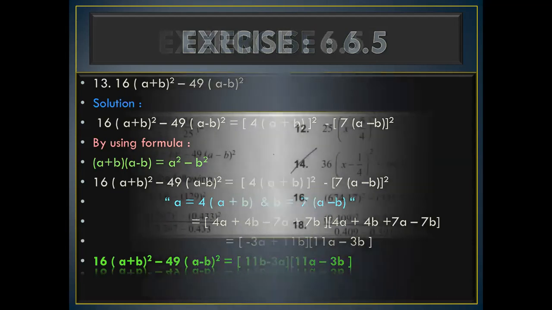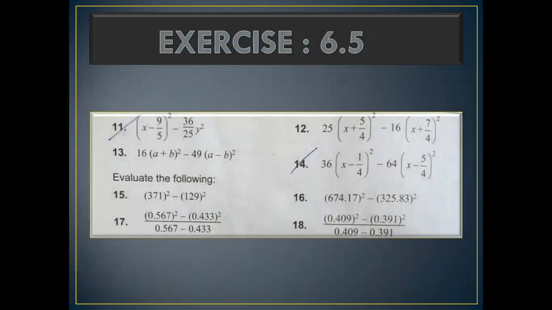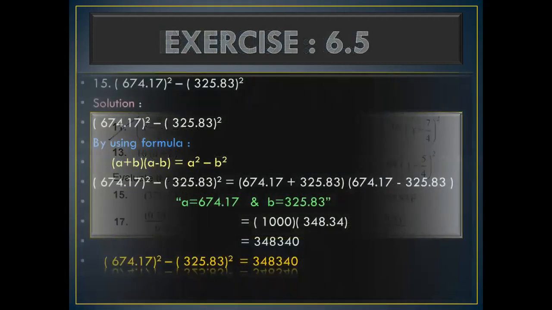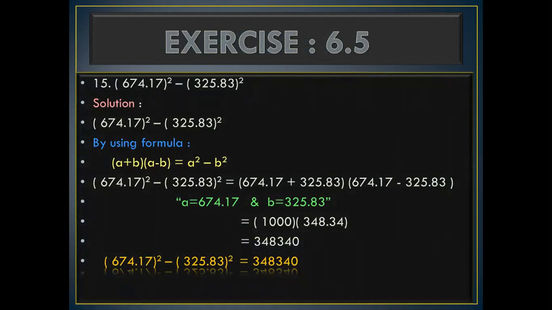Now before question 15, the statement is given, evaluate the following. Although you can simplify these questions directly with the calculator, without the formula you cannot do this, because in one step you cannot find the answer. Only instead of the variable they put numbers, 371 and 129, the same a square minus b square. Two terms are in the form of square and there is a negative sign, so it is understood that we will apply the formula. Which formula? A square minus b square, which is equal to a plus b into a minus b.